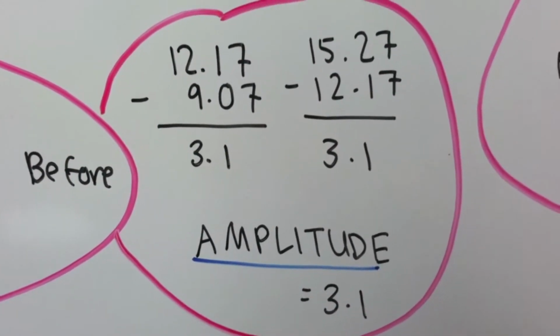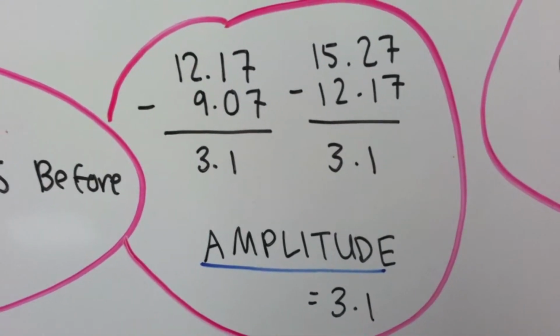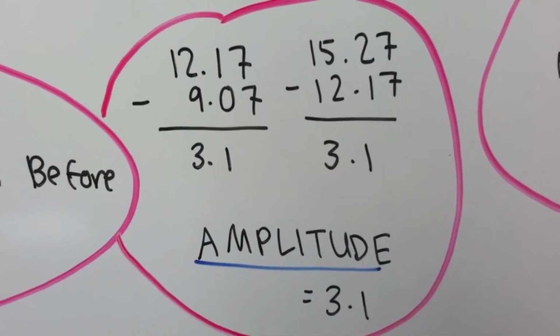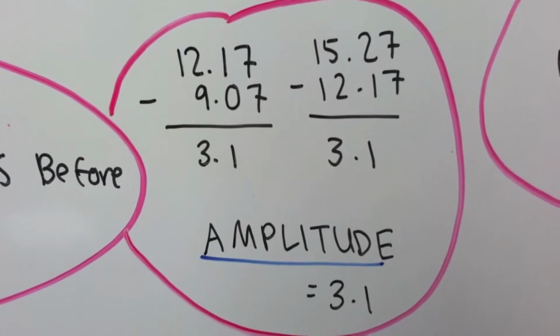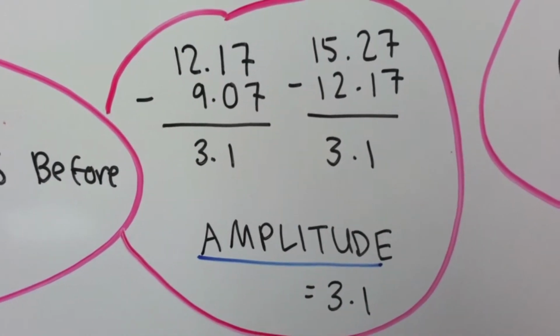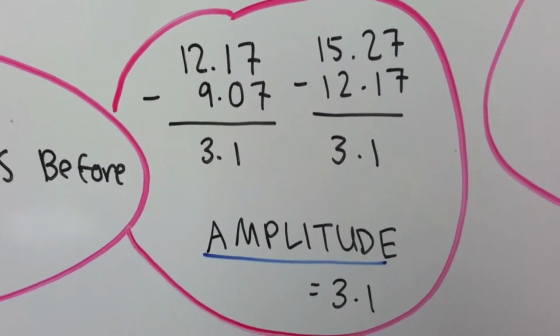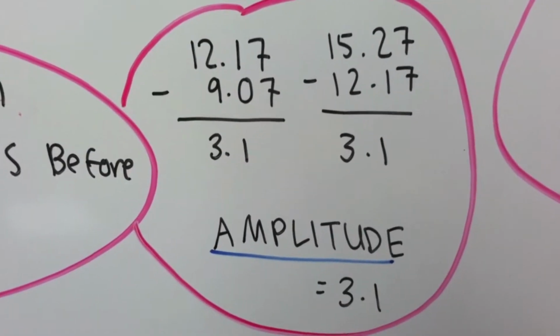Next, we find the amplitude by finding the distance between the midline and each of the maximum and minimum values. The distance from both the maximum and minimum to the midline is 3.1, which gives us an amplitude of 3.1.